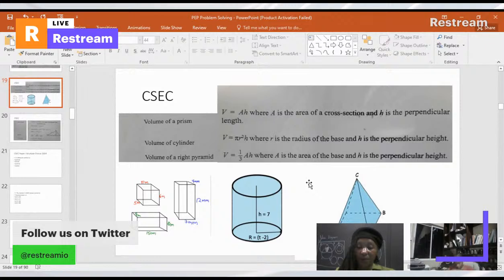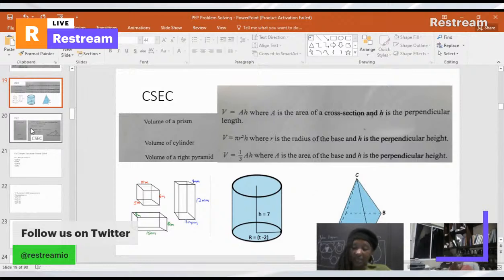And that is the perpendicular height, straight from the base to the top, not the slant measurement. This is another common error, a person's mistake. The slant measurement, particularly for triangles, they mistake that for the height. The height is the straight distance from the base to the top. And the volume of the right pyramid is 1/3 A times H, where A is the area of the base and H is the perpendicular height.